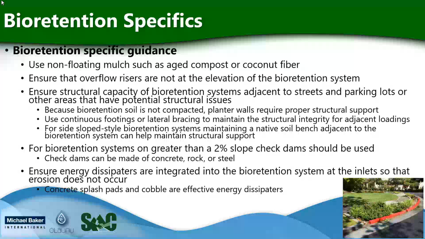For side slope bioretention systems, maintaining a native soil base adjacent to the bioretention system can help maintain that structural support. For bioretention systems that are on a greater than 2% slope, check dams should be used to allow for ponding and prevent erosion within the systems. Check dams can be made of concrete, rock, or even steel. And then we also want to ensure that we have proper energy dissipation integrated into the bioretention systems at the inlets, so we don't have erosion that occurs in the system. Very simple concrete splash pads and cobble are effective energy dissipators in systems.